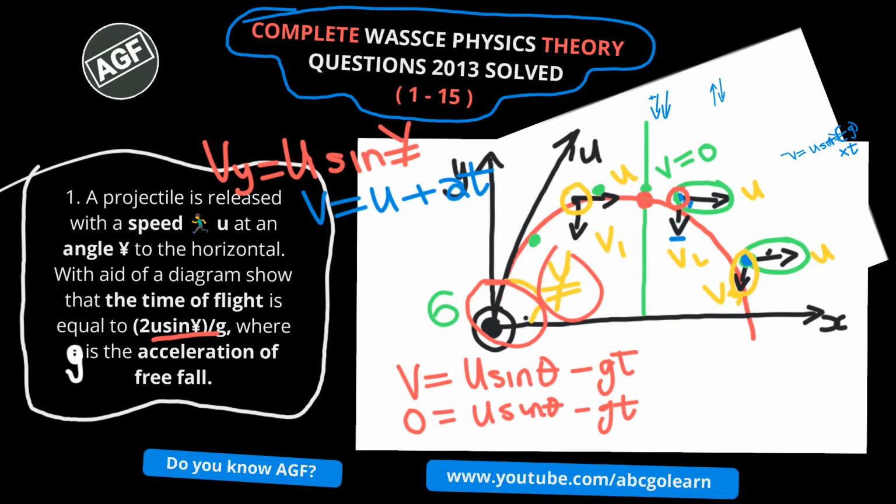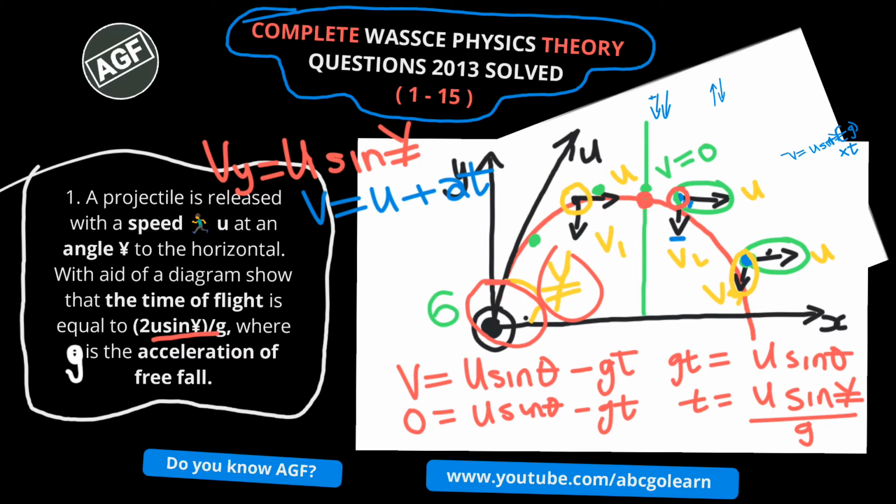So to get this equation, we would have to take gt to the other side. So that would give us gt equals to, so what do we have there? We have u sine theta. So with that, you can divide both sides by the acceleration due to gravity. So t would be u sine. So don't forget, the theta here is not theta, it's y here. So you divide all through by acceleration due to gravity.